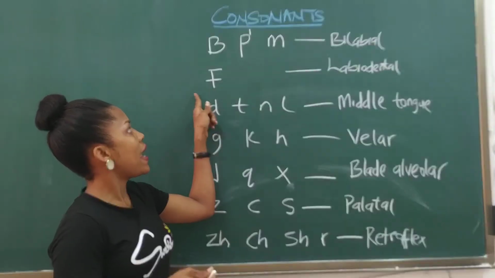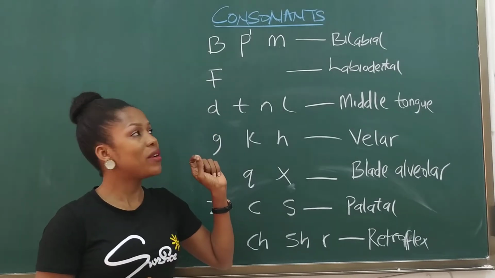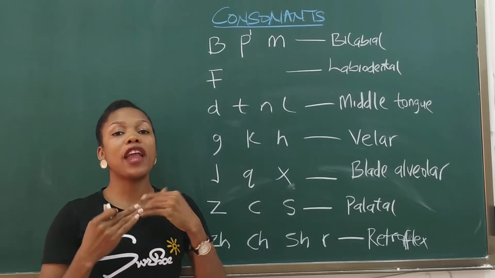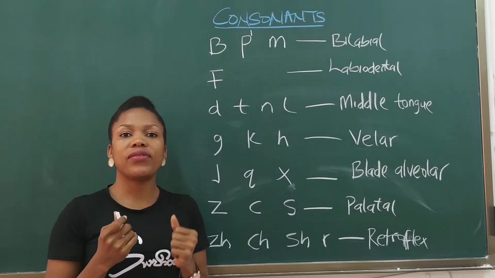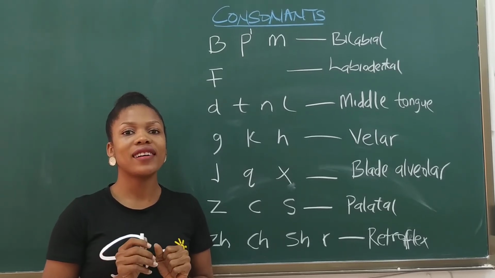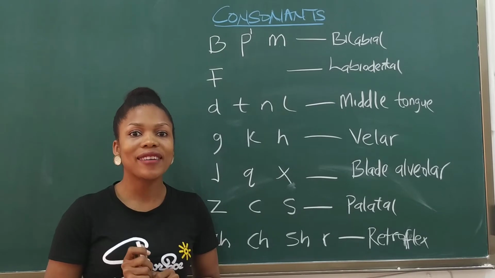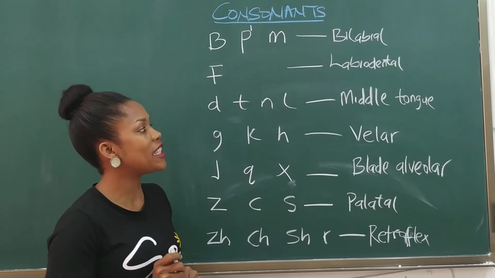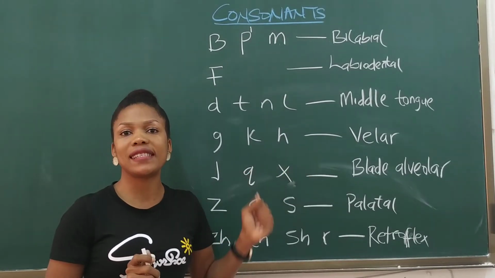The next set of consonants we're going to learn is labiodental sound. This one is the F sound, but you pronounce it with your lower lip and your upper teeth. Fa, fa, fa.